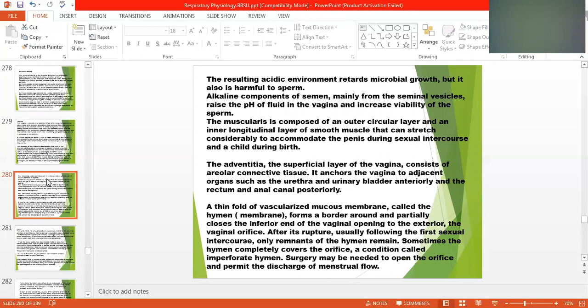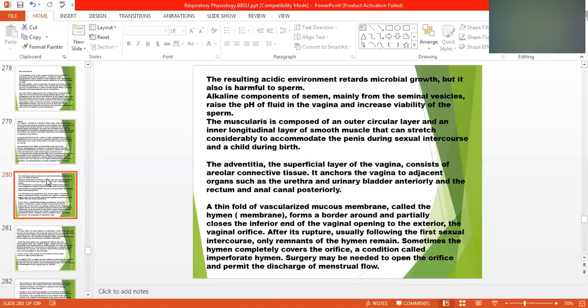The muscularis is composed of an outer circular layer and an inner longitudinal layer of smooth muscle that can stretch considerably to accommodate the penis during sexual intercourse and childbirth. During childbirth, it is difficult because the child's head is about 13 centimeters and has to come through that passage.